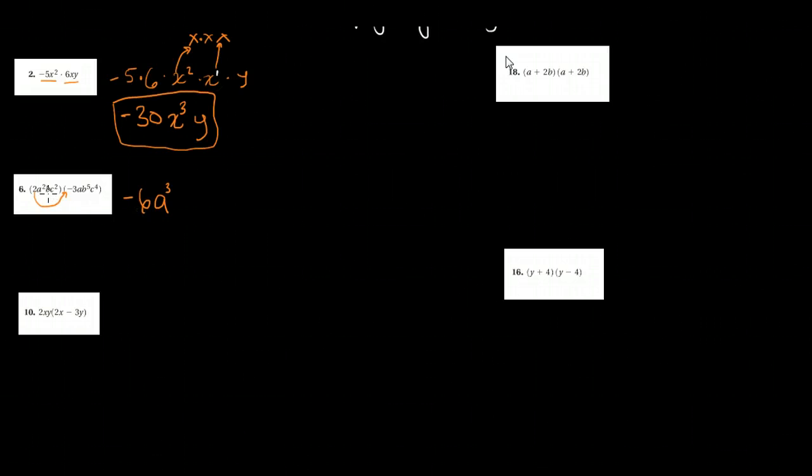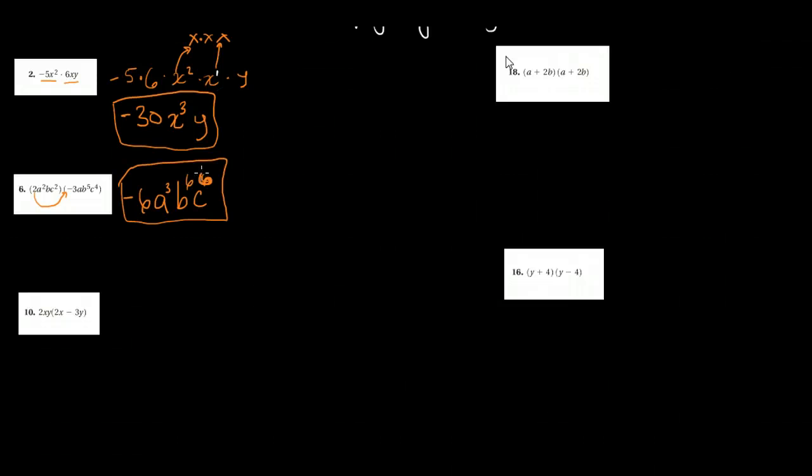Well, what happens when I have b times b to the fifth? I have 1 b there, and b times itself 5 times here, so that'll give me b to the sixth power. C squared times c to the fourth, 2 plus 4 is c to the sixth power also. So negative 6a cubed b to the sixth power, c to the sixth power is our result there.